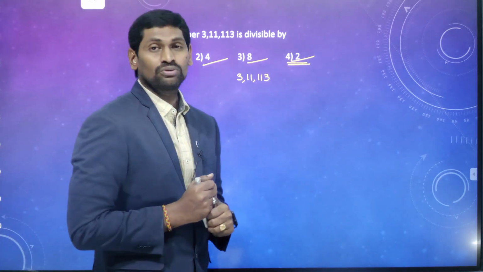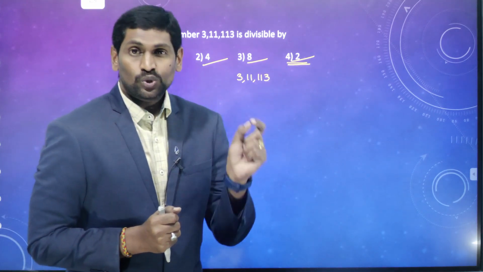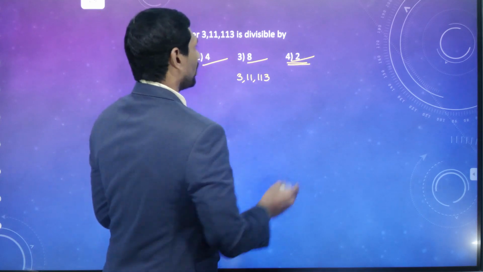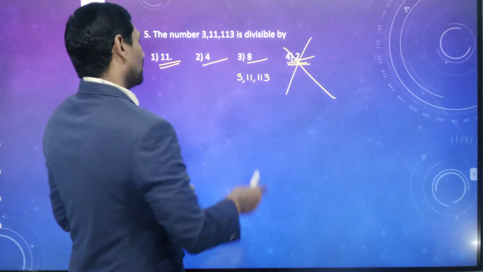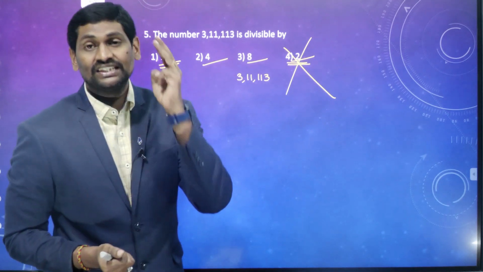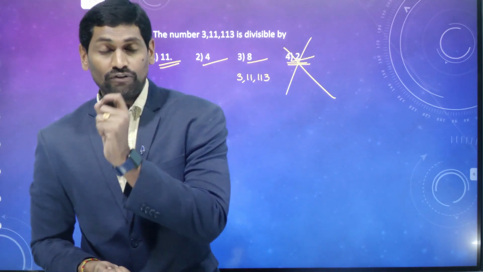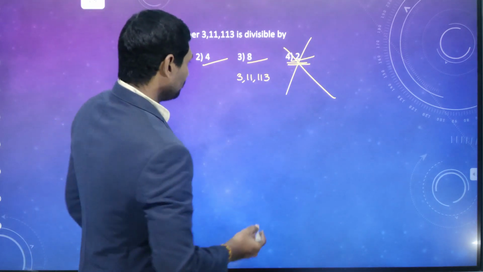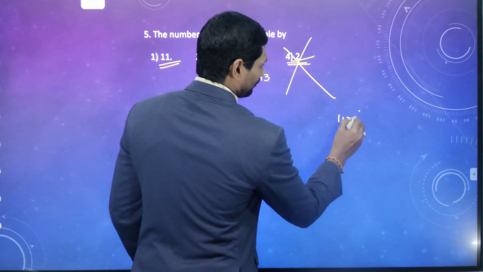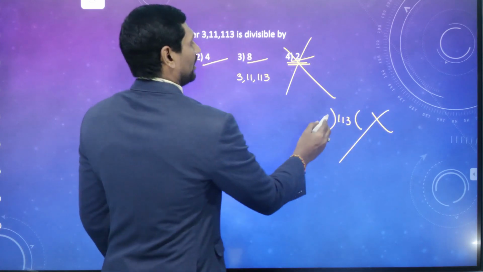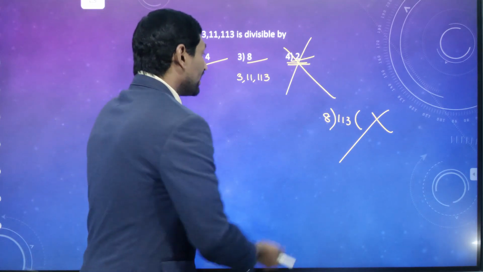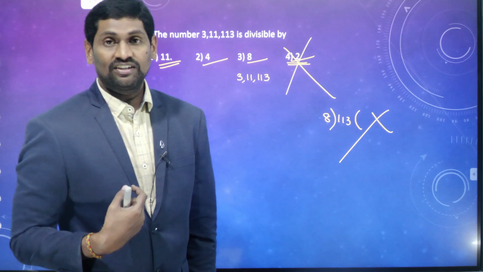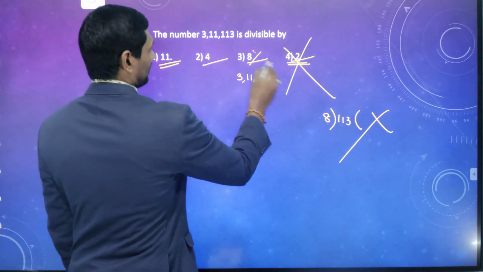What is the divisibility rule for 2? Last digit is 0 or an even number. So the last digit is an odd number, so the given number is not exactly divisible by 2. Now coming to 8. The last 3 digits of a number must be a multiple of 8 or zeros. Here 113 is a multiple of 8? No. 113 won't come in the 8 table. That means 113 is not a multiple of 8. So option 3 is also incorrect.